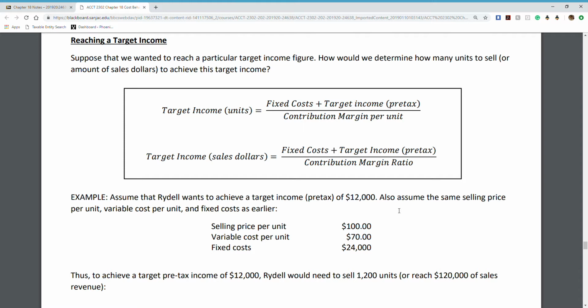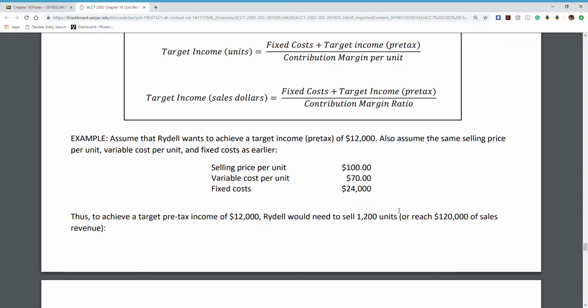Target income in units is fixed cost plus target income, divided by contribution margin per unit. Target income in sales dollars is fixed costs plus target income, divided by contribution margin ratio. So whatever our ratio is, again, it's going to be more on a per unit basis since we're still on per unit.